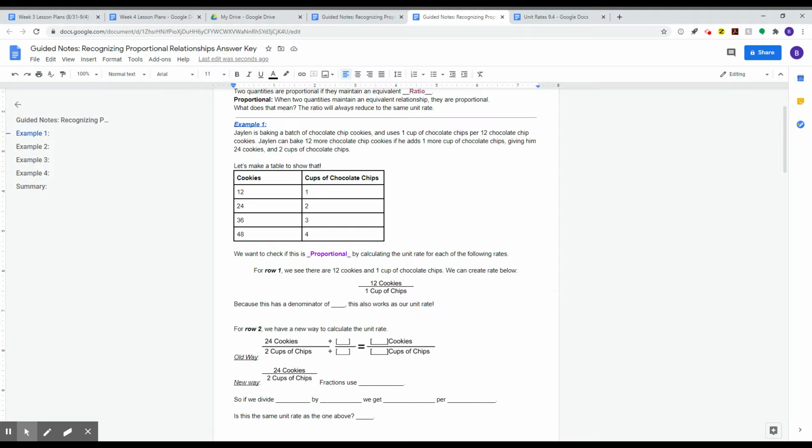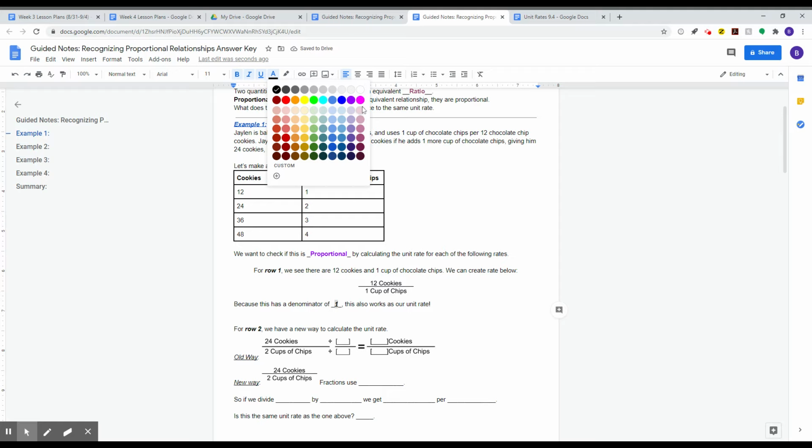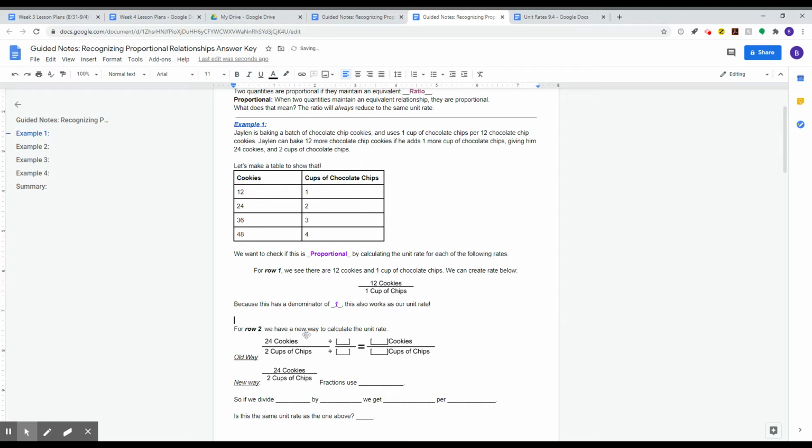Because this has a denominator of blank, this also works as our unit rate. I'm going to give you guys a second to think about this before I tell you. So what is this? Because this has a denominator of what, this also works as our unit rate. One. Excuse me, goodness gracious. Because this has a denominator of one, this also works as our unit rate.